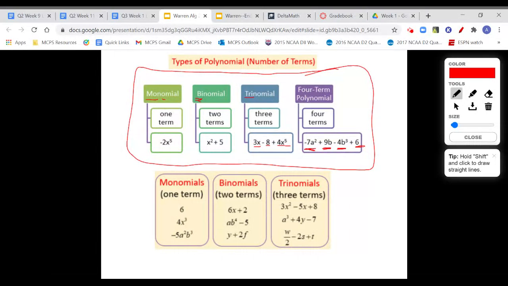And then I have a 4-term polynomial. You could have a 5-term, 6-term. You could have a 27-term polynomial. Okay, but we don't have specific names for those. You would just mention however many terms it is and call it like that. So this is a 4-term polynomial because it has 4 terms.